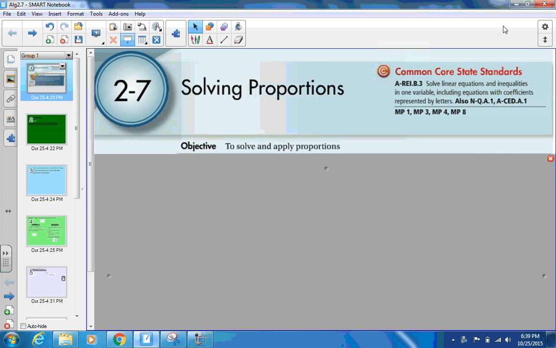It's Mr. Pouts with your lesson 2.7, and this section is all about solving proportions. We're going to learn about what proportions are and how we can solve them a couple different ways.